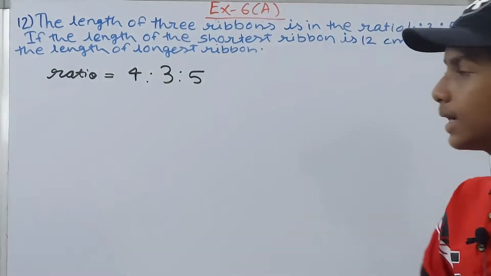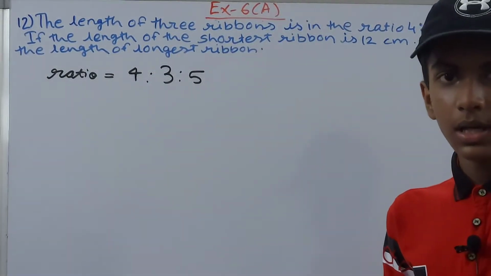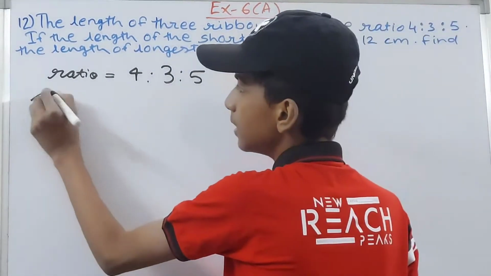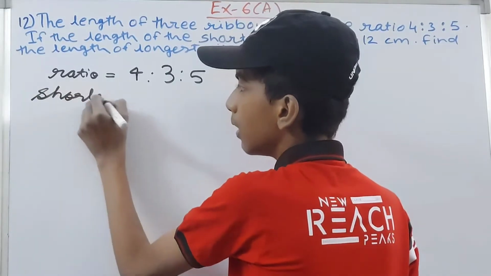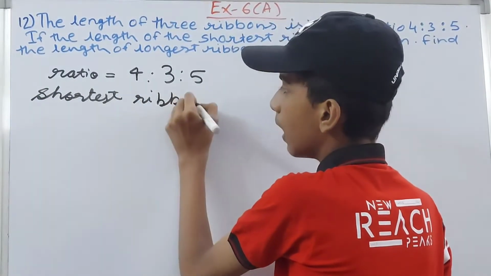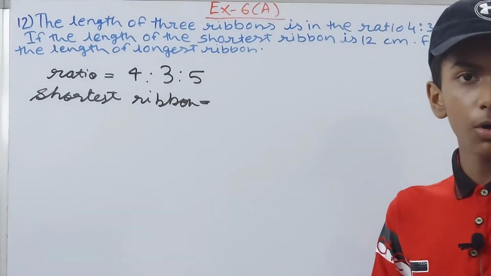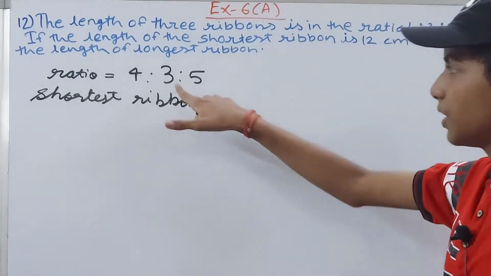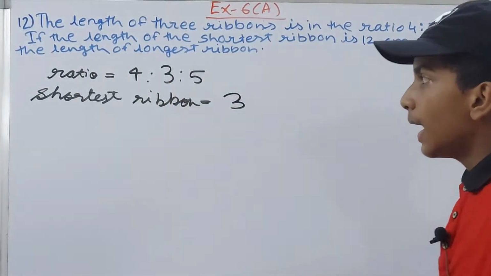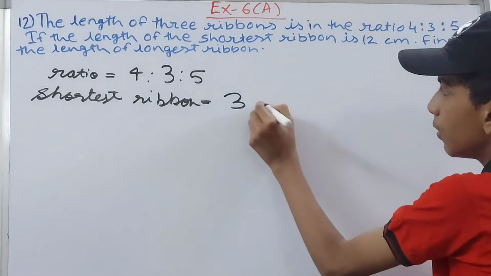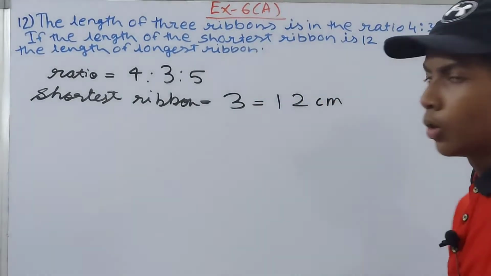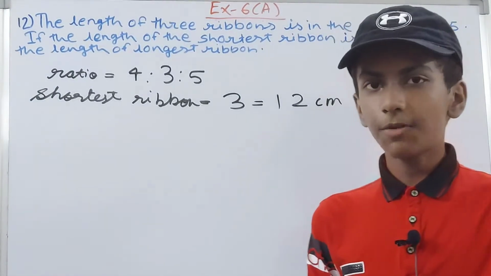Now next you see that we know that the shortest ribbon is 12 centimeters. So the shortest ribbon here is in this ratio. Which one is the shortest ribbon? You can see 3 is the shortest ribbon, right? So 3 here, and the length of 3 is equal to what? 12 centimeters, right? So now in this case we can find x.